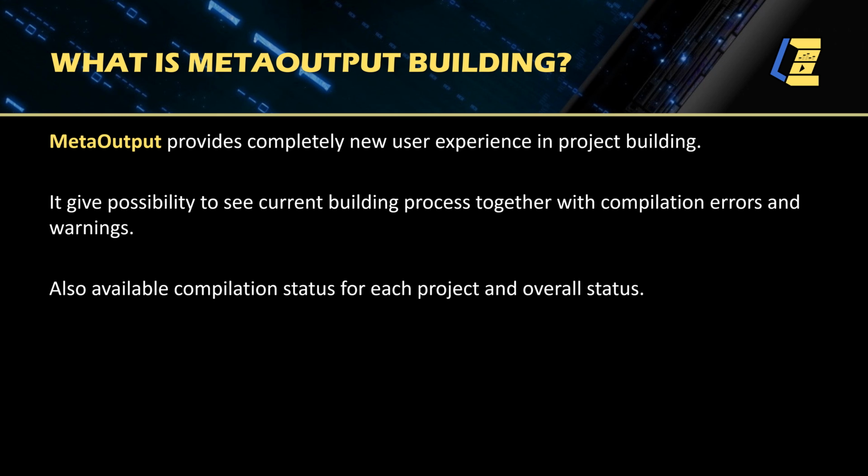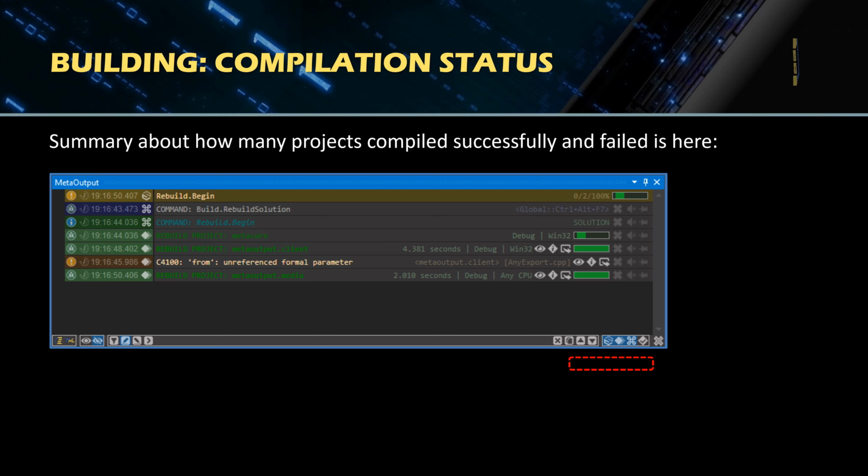What is MetaOutput building? MetaOutput provides completely new user experience in project building. It gives possibility to see current building process together with compilation errors and warnings. Also available compilation status for each project and overall status. Building. Compilation status. Summary about how many projects compiled successfully and failed is here.